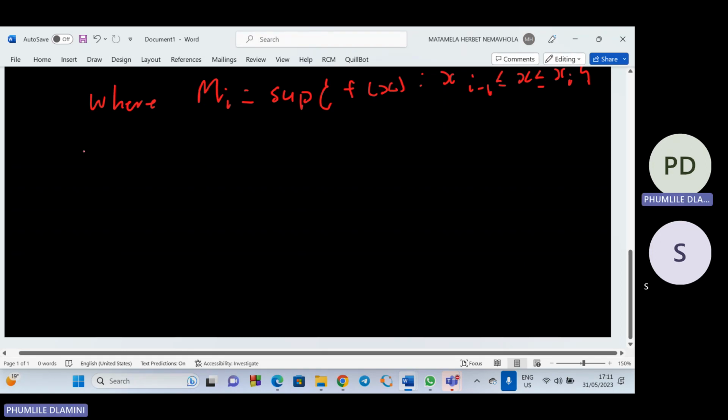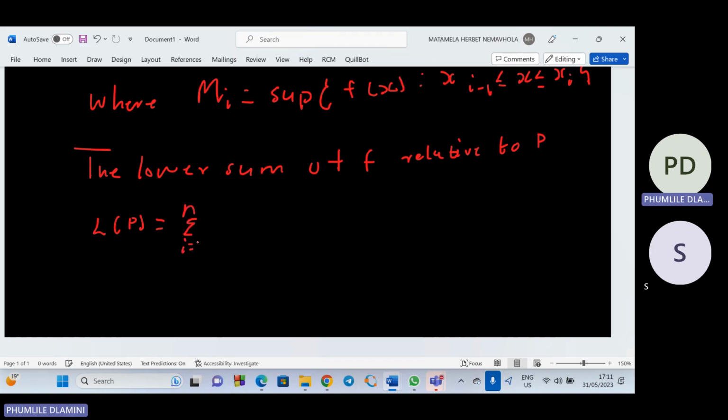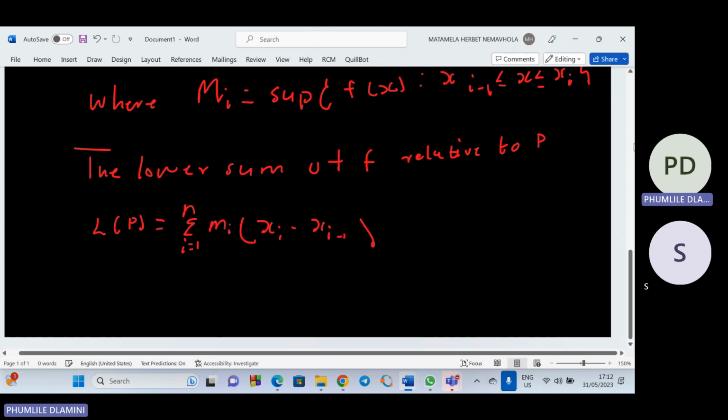So the lower sum of f relative to P is defined as L of P, which equals the sum from i equals 1 to n of mi, in brackets xi minus xi minus 1.